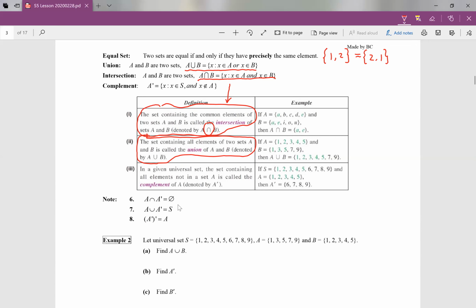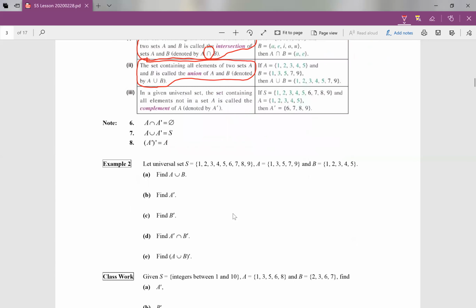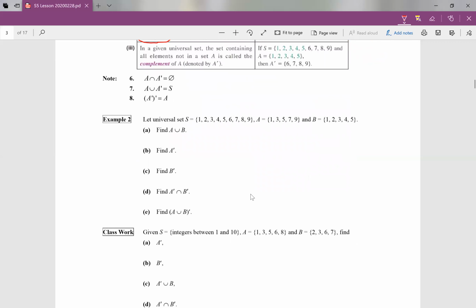So a little bit something here. Example 2. The universal set is 1 to 9. A is 1, 3, 5, 7, 9, and B is 1, 2, 3, 4, 5. Find A union B.